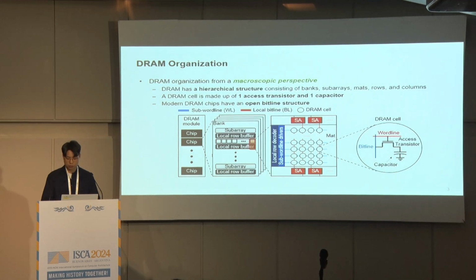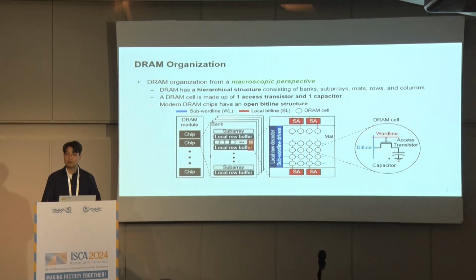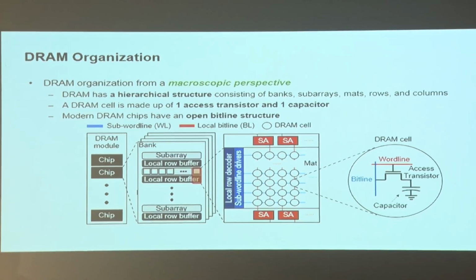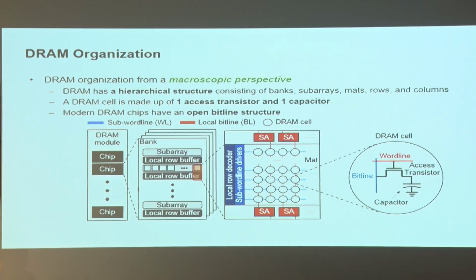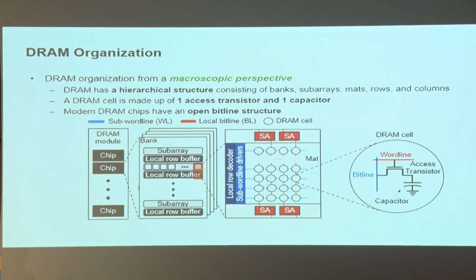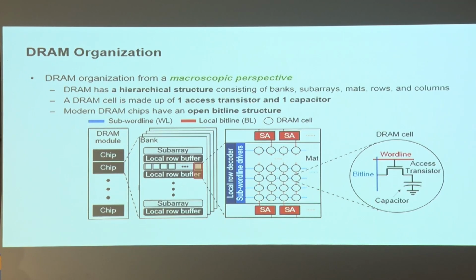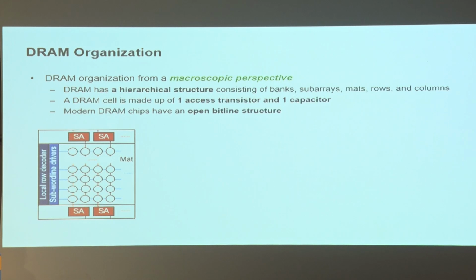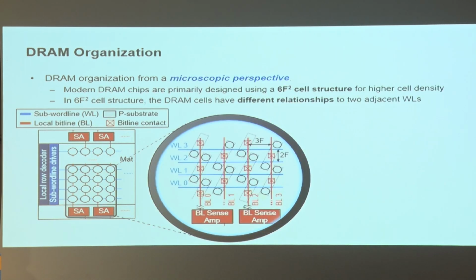First, let's look at the DRAM organization from a macroscopic perspective. DRAM has a hierarchical structure, and each DRAM cell consists of one access transistor and one capacitor. Also, modern chips use an open bit line structure where cells connect to sense amplifiers above or below. However, if you look at this from a microscopic perspective, we can discover new insights. Here's the microscopic view of DRAM.